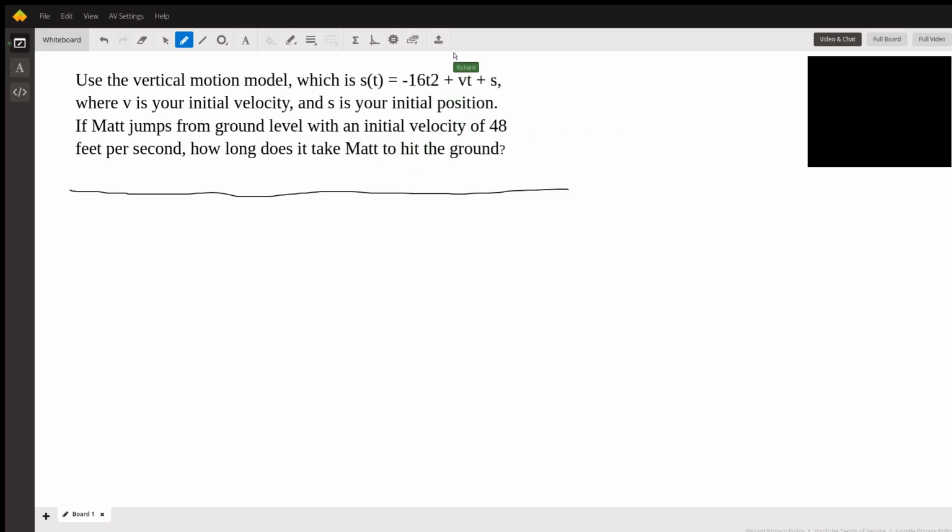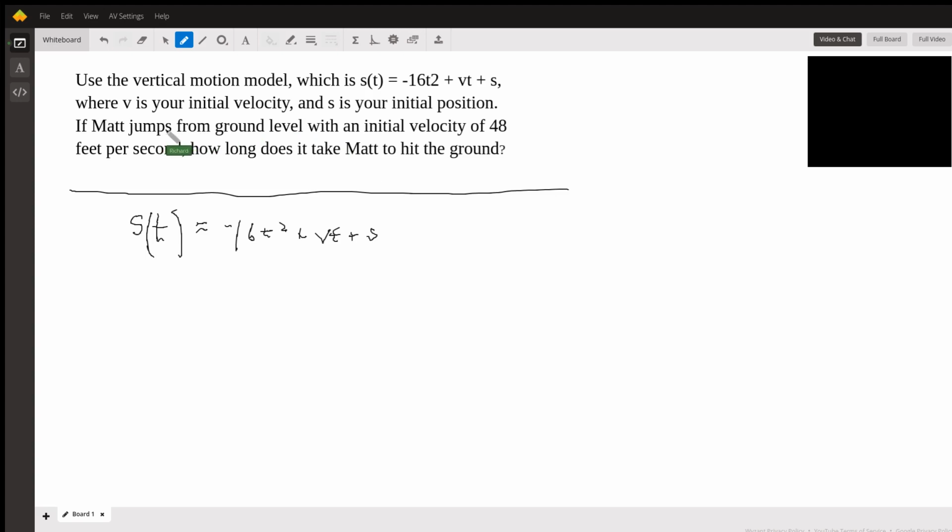So you can see now you must be studying quadratic second degree equations and their graphs. You can see this is a second degree equation. Let's write it over here in a more recognizable way. s of t is really just the height at time t, and it's negative 16 t squared plus vt plus s being the initial height.